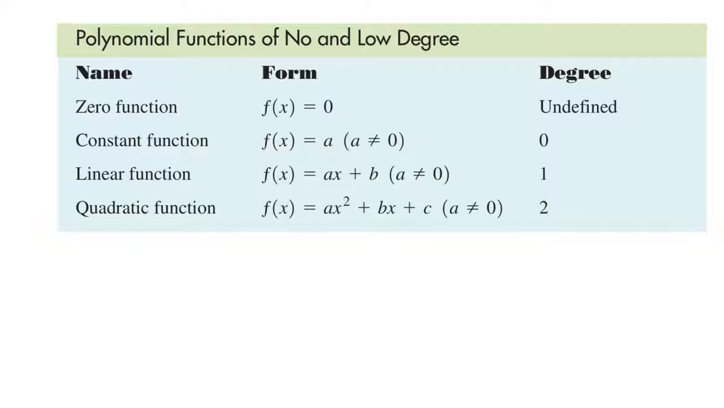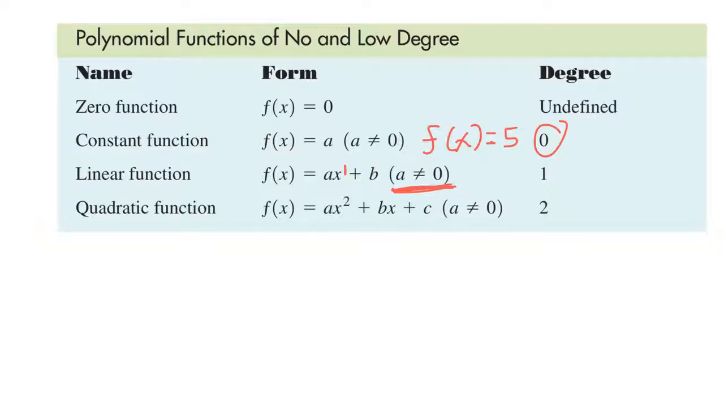The next one is a constant function. So f of x is equal to a. A is any number that's not 0. Since there is no exponent, it would be something like f of x equals 5. So it's got a degree of 0 because there is no exponent on a variable here. Our linear function is going to be f of x equals ax plus b. The really important thing to note here is that a cannot be 0. If a was 0, then we would not have the x term, and this would just be a constant function instead. So this is a degree of 1 because remember there's always that invisible imaginary exponent of 1 there.